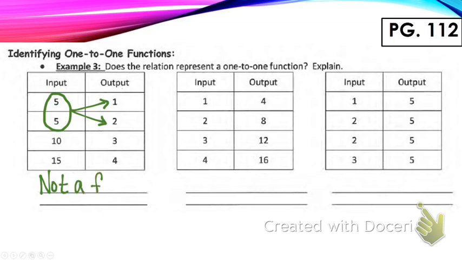Correct. It can't be a one-to-one function if it's not a function to begin with, just like it can't be a golden retriever if it's a fish. If it's not a function, it can't be a special type of function. The one in the middle, was that one a function? Yes. And it's a one-to-one function. How do you know? Because 1 only goes to 4, doesn't go to 2 or 3 or 4. Mm-hmm. This is one-to-one.